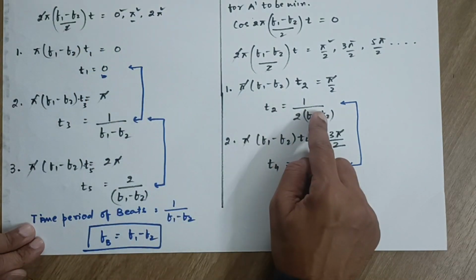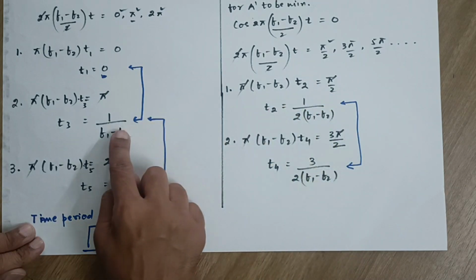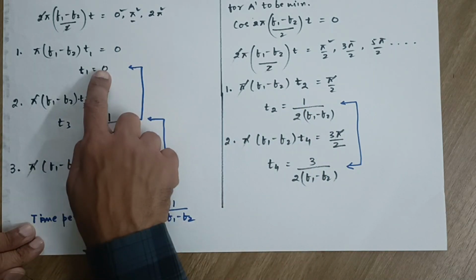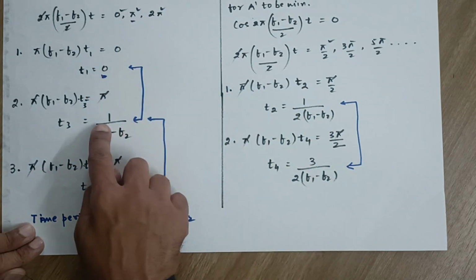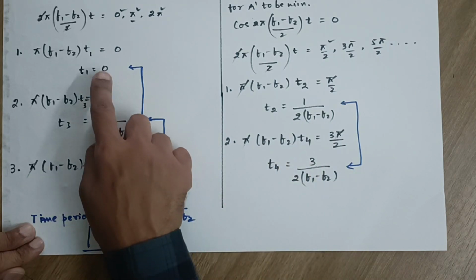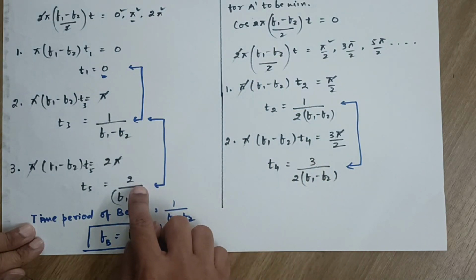Loud sound, then immediately you will get at this time 0 sound, then again at larger time compared to this, that is this one, right? This is 0, then half of this, then double of this, then again 3 by 2, then twice. So loud sound, 0 sound, loud sound, 0 sound, then again loud sound.